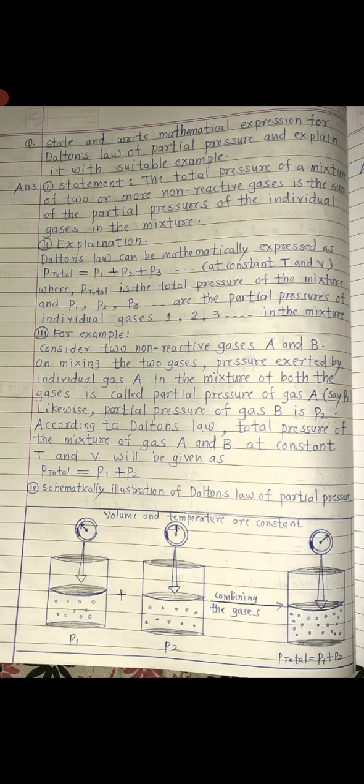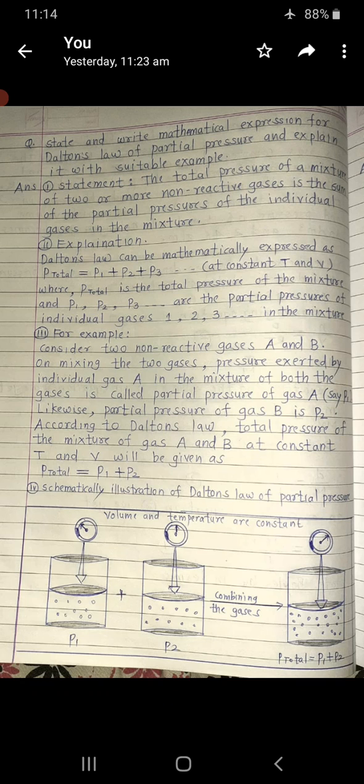Now, explanation. Dalton's law can be mathematically expressed as total pressure P total is equal to P1 plus P2 plus P3 at constant temperature and volume. Total pressure, that is P total, is the summation of the partial pressures of individual gases in the mixture.